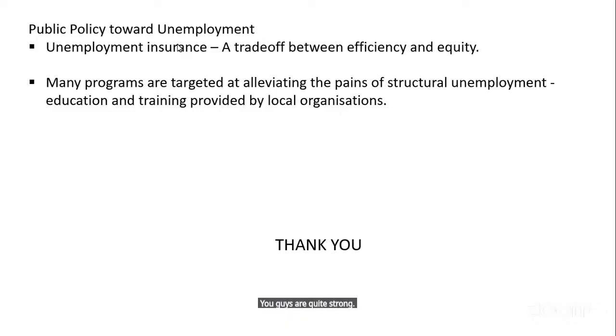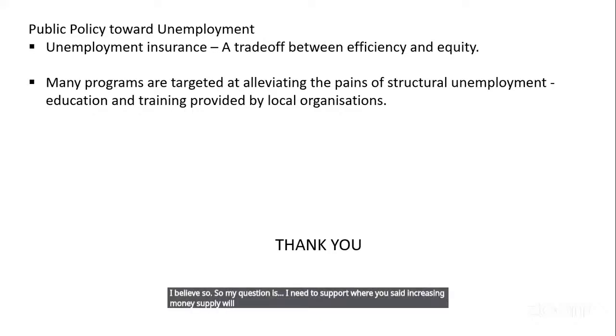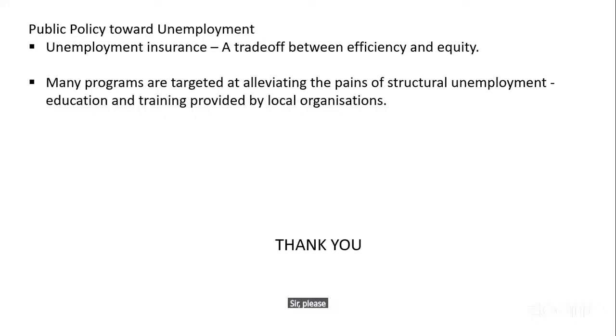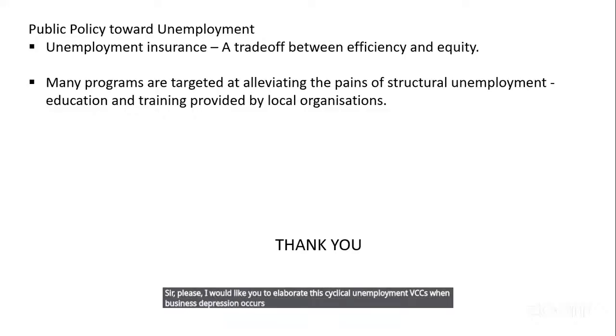Sir, my question is, I missed the part where you said an increase in money supply will lead to an increase in what? And you also said aggregate demand is equal to consumption plus savings. I missed that also. And my other question is, sir, please elaborate on cyclical unemployment, which says that when business depression occurs, business activity is at ebb. I don't really understand this.